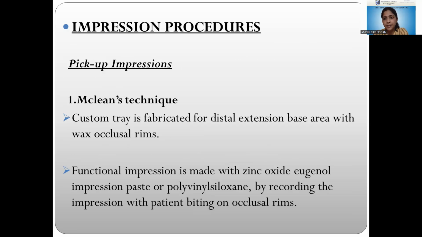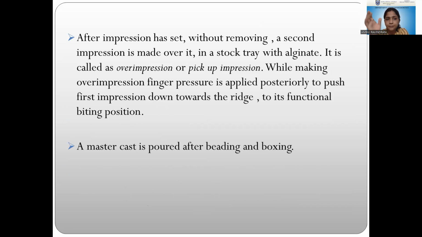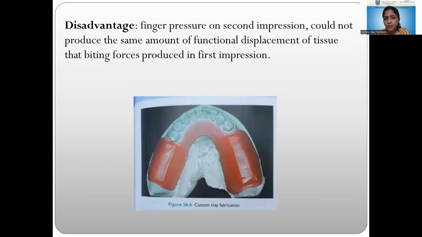The first one is the McLean technique. This was proposed by McLean. A custom tray is fabricated on the preliminary cast with an occlusal rim in the distal extension region. A wash impression is made using zinc oxide eugenol or polyvinyl siloxane, and while taking this impression, the patient should bite on the occlusal rim. So this was the initial picture. This is the special tray fabricated with an occlusal rim on top, and the patient will be biting on this occlusal rim while the impression is made.